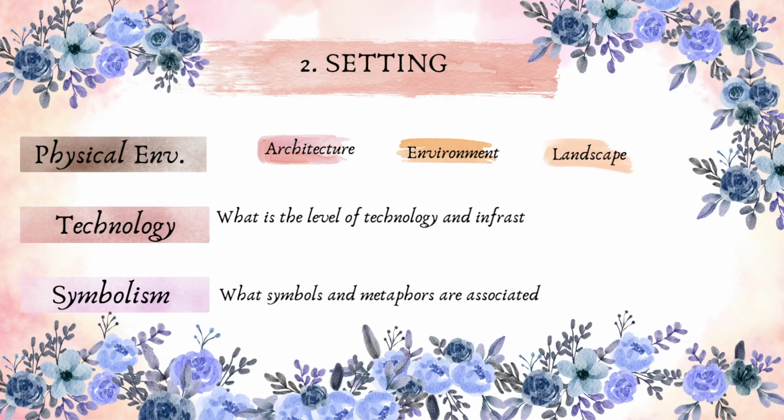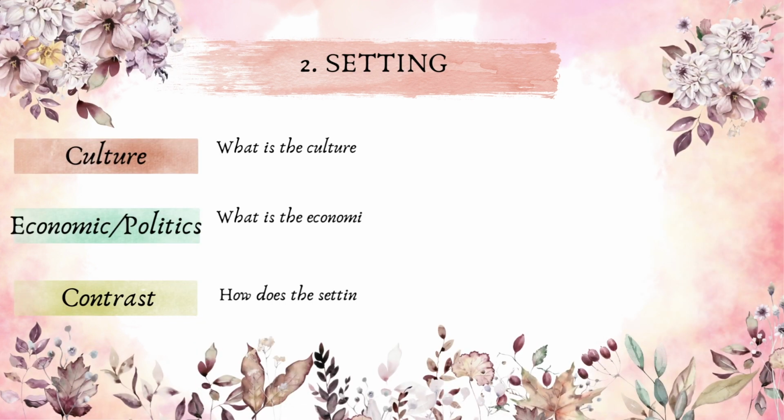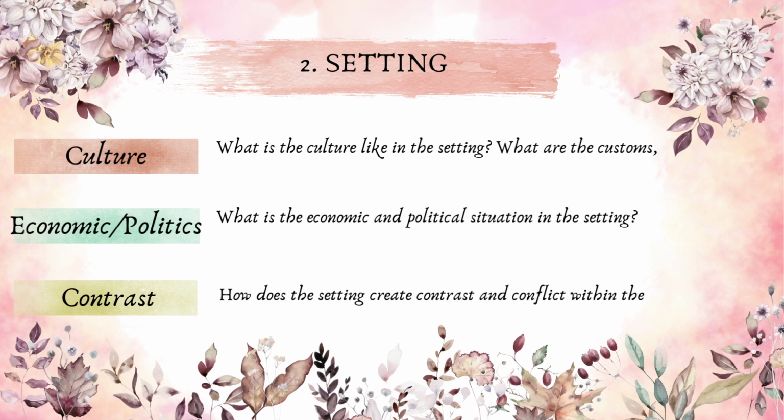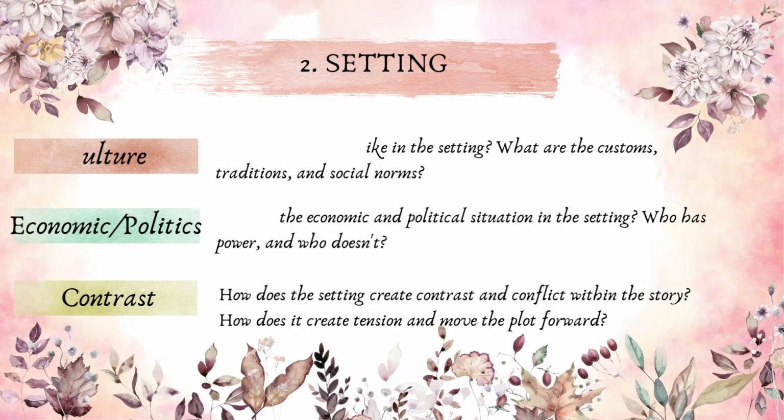Fifth, infrastructure and technology. How advanced is the environment in these areas? What effects do these factors have on the plot and the characters? Sixth, symbolism. What metaphors and symbols are connected to the setting in the story? What do they stand for in the narrative? Seventh, culture. How would you describe the local culture? What societal norms, traditions, and practices exist? Eighth, economics and politics. What is the political and economic climate like in this particular setting? Who is in and who is out of power?